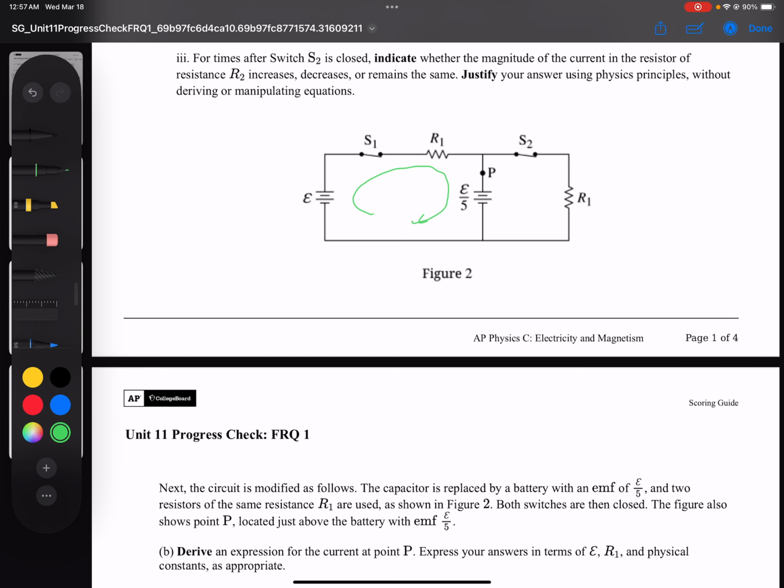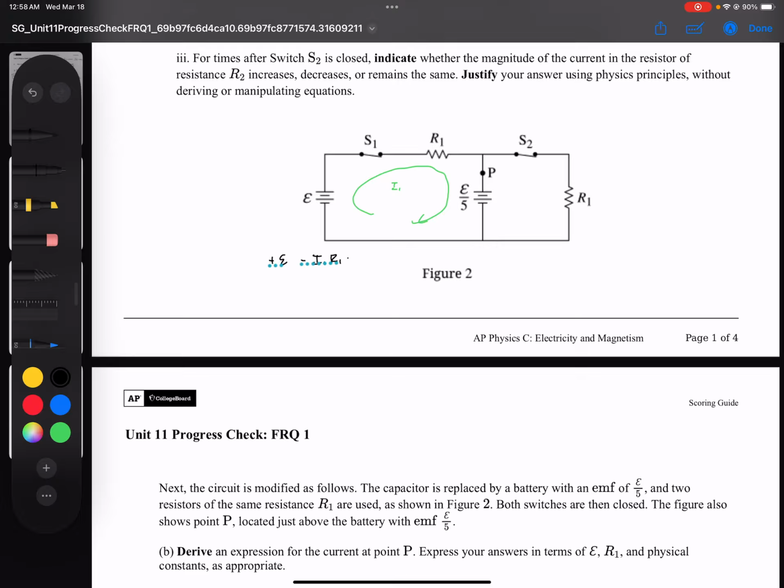So here I see that the potential increases by the EMF of the battery on the left, and then it's going to drop. I'm going to call this I1, R1. All right, so this loop is I1.